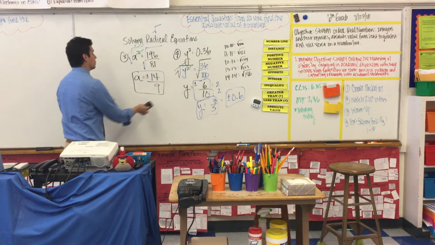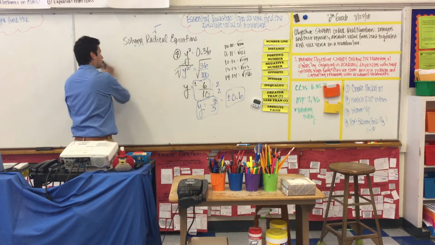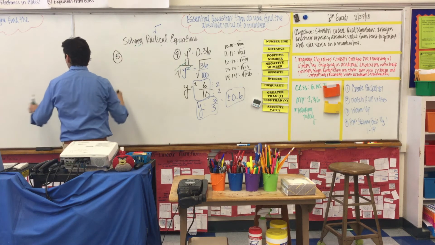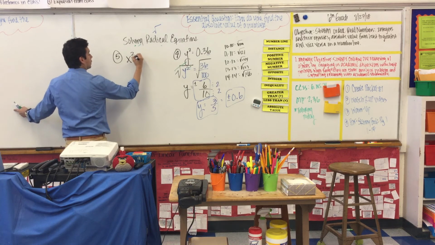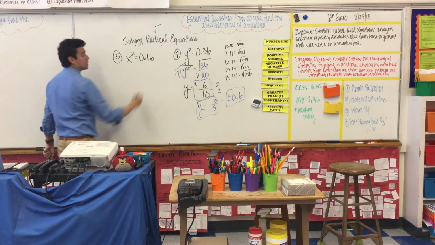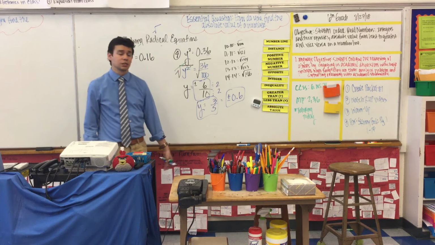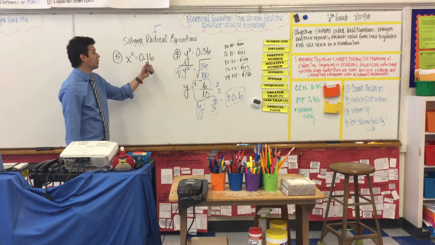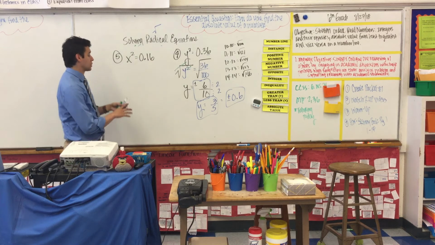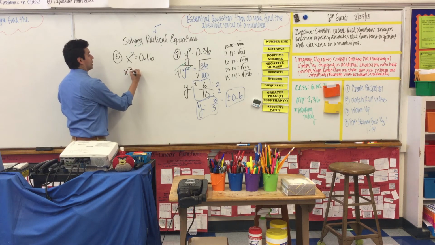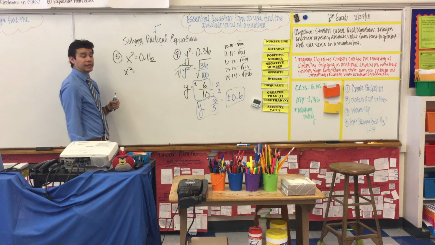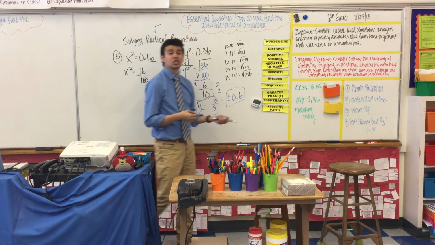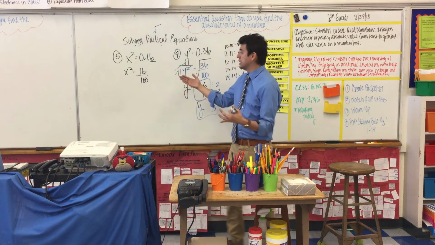Let's do one more, just for extra practice. So this is example number 5. x squared equals 0.16 or 16 hundredths. Okay, once again, I'll do this trick. Let me convert this decimal into a fraction. Okay, so x squared equals, that's on the hundredths place, so that's 16 over 100. And look at that, ladies and gentlemen. It just made it super easy now.